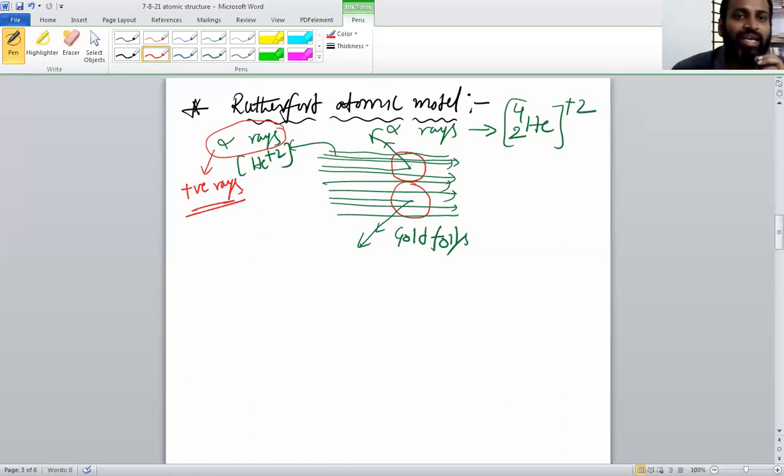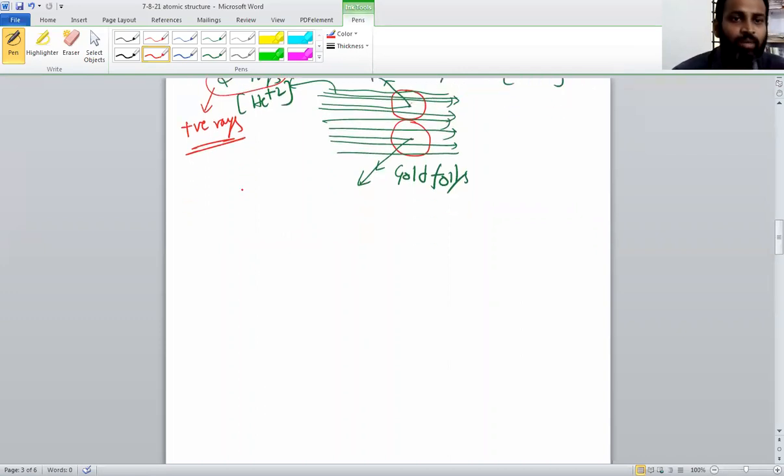So what can we understand from this Rutherford atomic model? Yes, maximum of the rays pass through the gold foil. So except that particular space, the center, the remaining space of the atom is empty. That's why the rays pass through the gold foil. That's the meaning, so please try to understand, everyone. The atom consists of two things: one is the nucleus, and the remaining space is empty, he said.